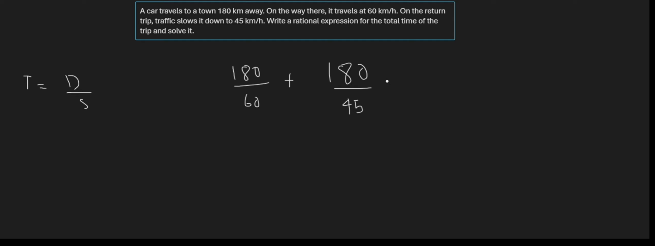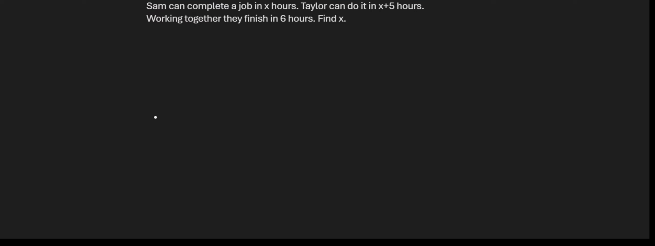So now 180 over 60 would just simplify to 3, and 180 over 45 would simplify to 4. So 3 plus 4 equals 7. So it takes 7 hours. Time equals 7. So these two have been pretty easy. Let's go to a bit more complex question. Moving on.